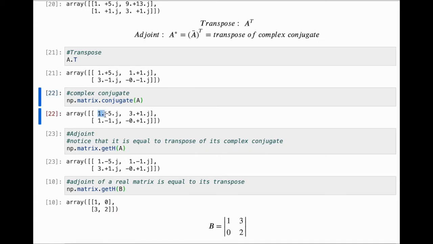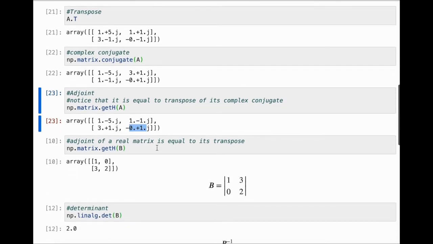So the complex conjugate here is this, so 1 minus 5j. This is what we have here, and then 3 plus i, or 3 plus 1j here, and we have it here. And then we have this element right here and this element right here. So we can see that the transpose of this complex conjugate is equal to the adjoint of the matrix A. Similarly, the matrix B in this example is real, and we can see that the adjoint of this matrix is just equal to its own transpose.